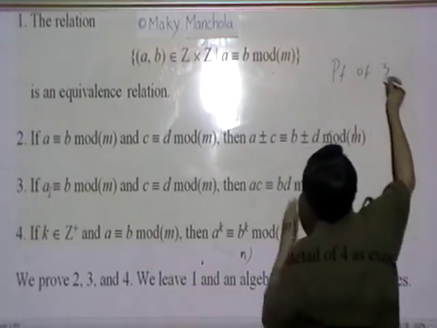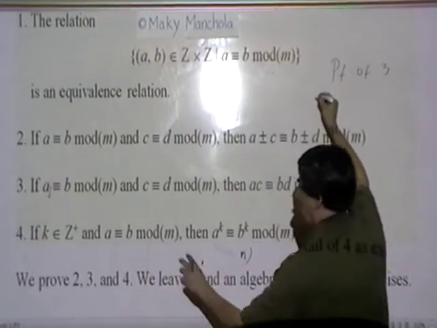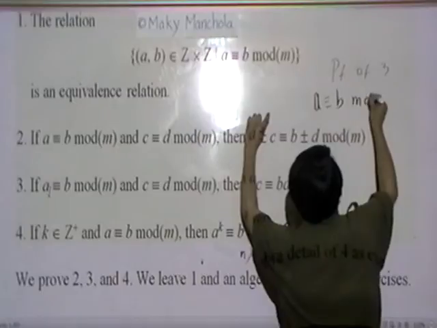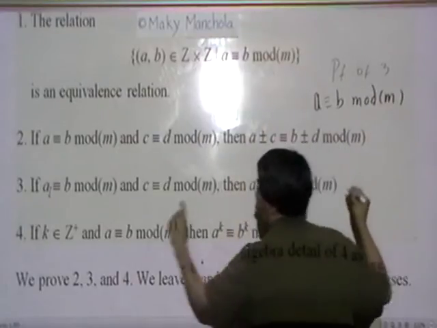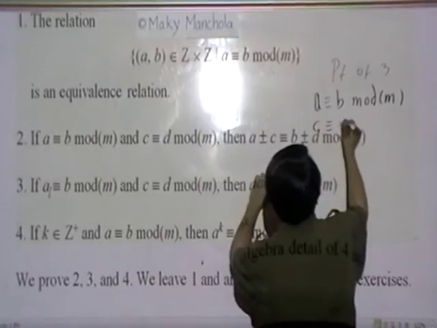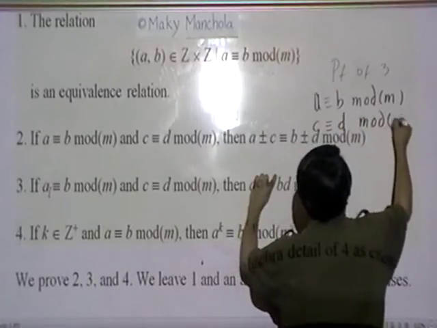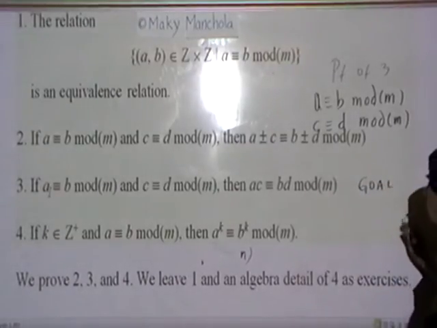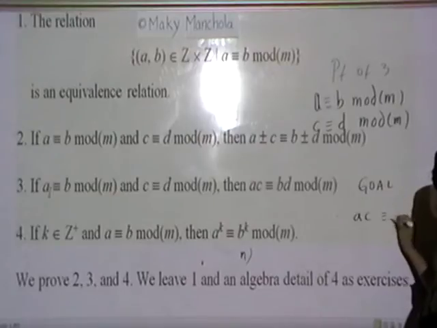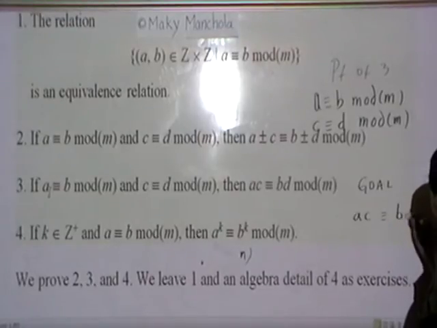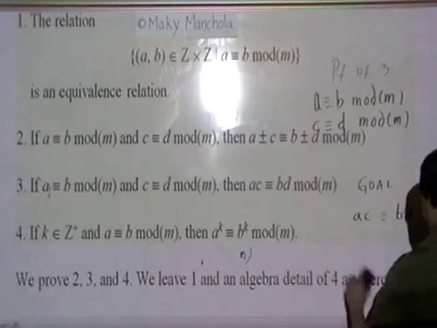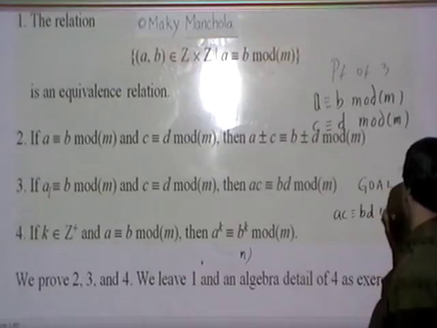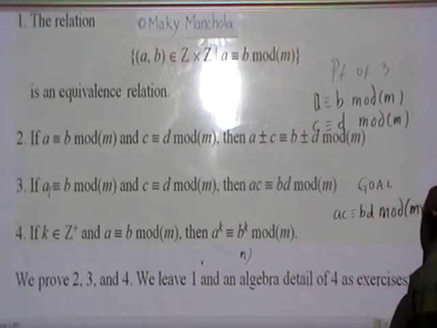Proof of 3. So here is our hypothesis. A is congruent to b mod m, c is congruent to d mod m. Our goal is to establish that a multiplied by c is congruent to b multiplied by d mod m.